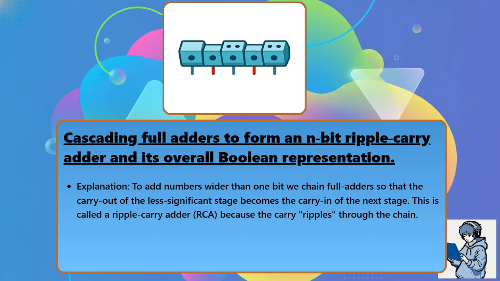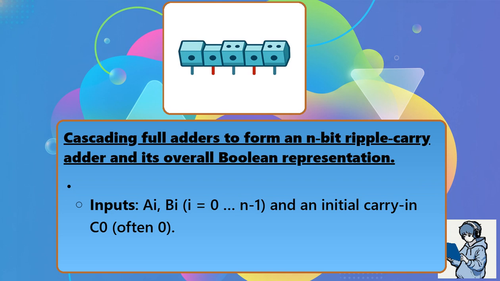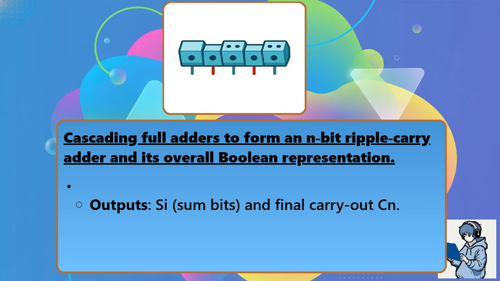Explanation: to add numbers wider than 1 bit, we chain full adders so that the carry out of the less significant stage becomes the carry in of the next stage. This is called a ripple carry adder, RCA, because the carry ripples through the chain. If we have n bits, the RCA consists of n full adder cells named FA0 to FAn-1. Inputs Ai, Bi with i equals 0 to n-1 and an initial carry in C0, often 0. Outputs Si sum bits and final carry out Cn.